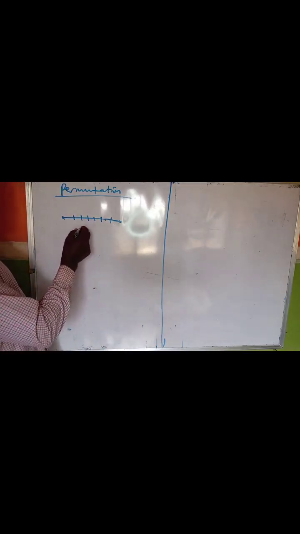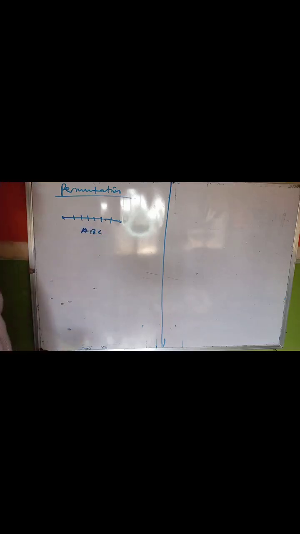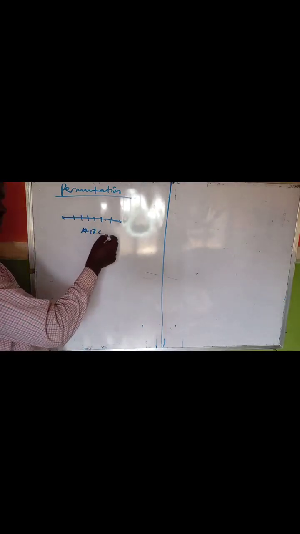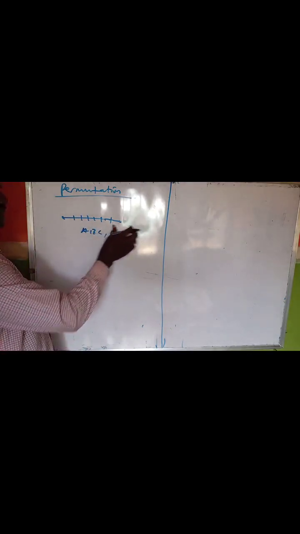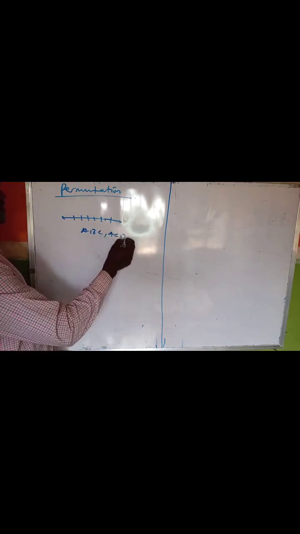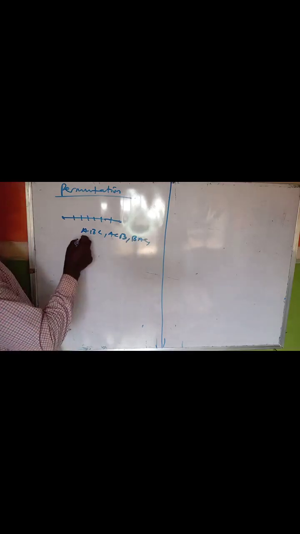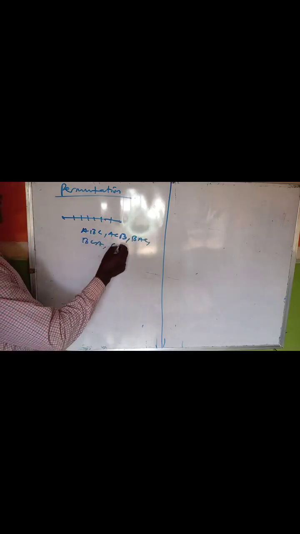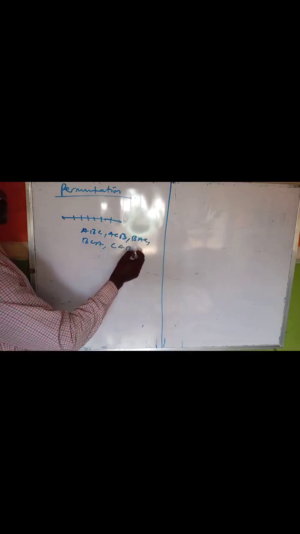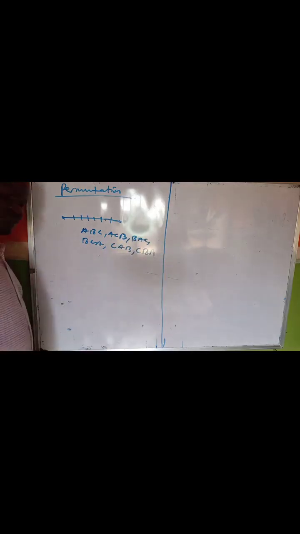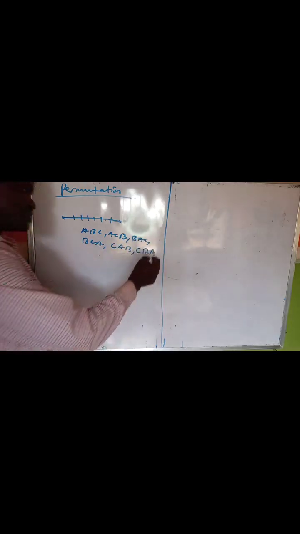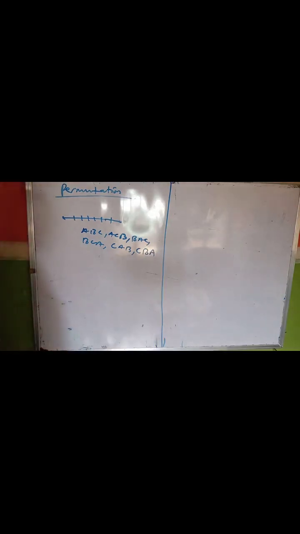Like if you have ABC, in how many ways can this object be arranged? You can have it as ABC, you can have it as ACB, you can have it as BAC, you can have it as BCA, you can have it as CAB, and you can have it as CBA. So how many ways are you seeing here? You are seeing 6 ways. So that is it about permutation.